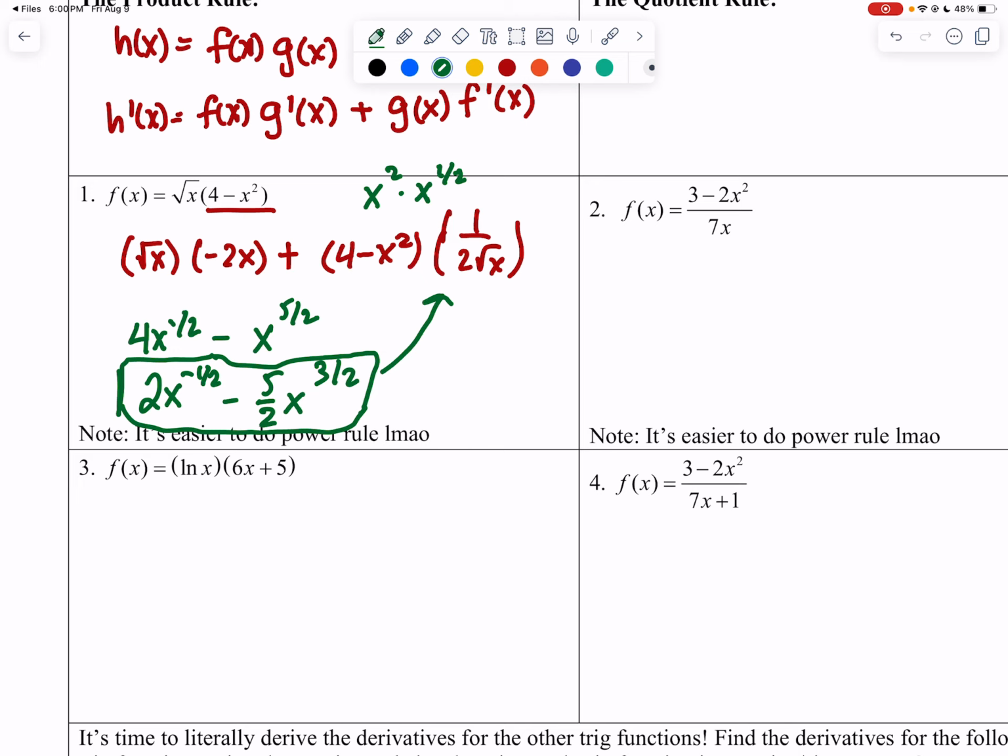So later down the line, whenever you guys are taking your little assessments and whatnot, it's going to be good for us to know what's going to be more efficient in terms of taking derivatives.